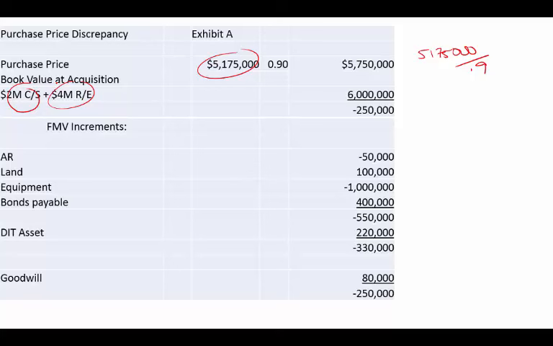Then we can't forget the deferred income tax, or the DIT, on the net fair value increments, using the parent's tax rate of 40%. So the $550 times 40% gives us the $220,000 DIT asset. We have to record this because parent has tax implications on acquiring the assets at a different value from their book value, which we assume to be the tax carrying value. At the end of our calculations, this results in goodwill of $80,000. And ultimately we want to do the math and make sure that we've got to our negative $250,000 again, because these figures need to agree. It's a good double check for us that we've calculated our goodwill correctly.